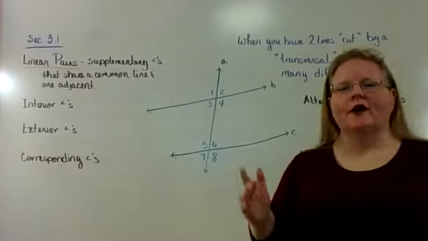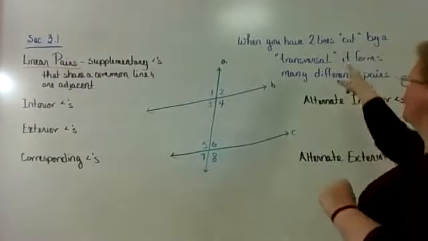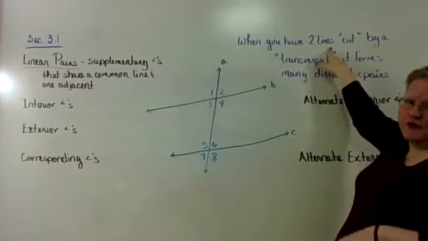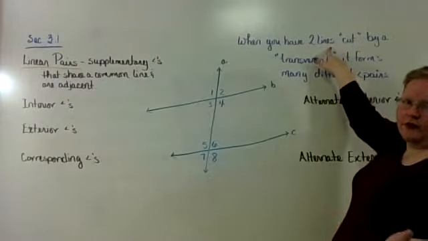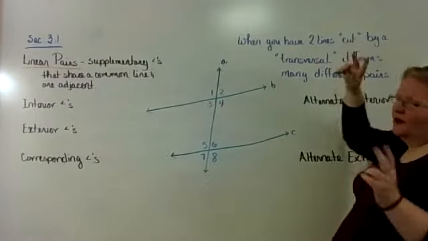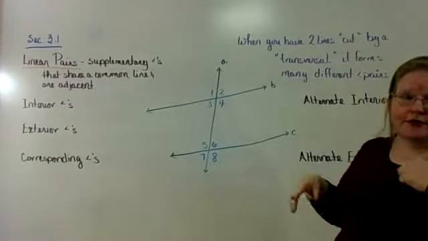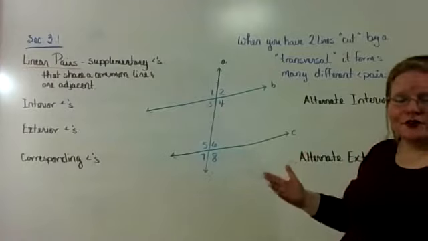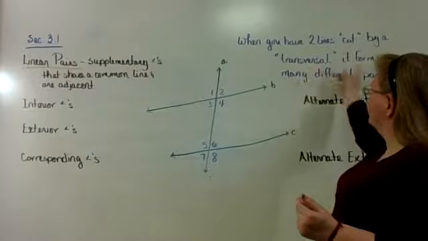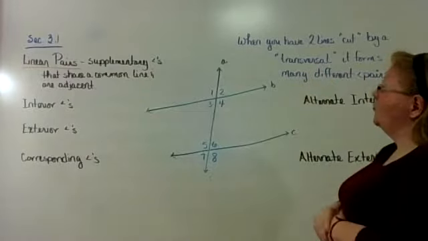Okay, so when we have two lines, incidentally, they have to be coplanar, but generally speaking, they are. I mean, they are in the plane of the book, if nothing else. When we have two lines that are cut, they use this word cut. If they don't use it, I use it because it's traditionally what we call it. Cut by a transversal, it forms many different angle pairs.